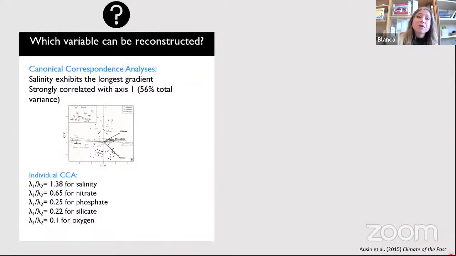But we can only reconstruct one variable, right? So we need to keep looking, and for this, we perform a canonical correspondence analysis, where the vectors show that salinity is the one that exhibits the longest gradient. And it is also strongly correlated with CCA1, which indicates a strong relationship with coccolithophore distribution. But still, we don't know which of these variables is the most important to explain the variability in our coccolithophore data, right? So for this, we also perform individual CCAs that indicate that salinity is the strongest variable.